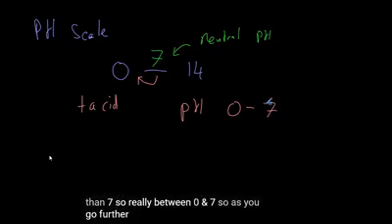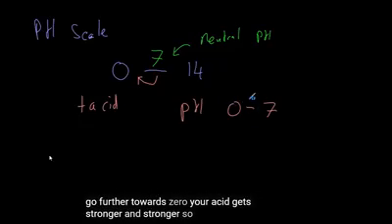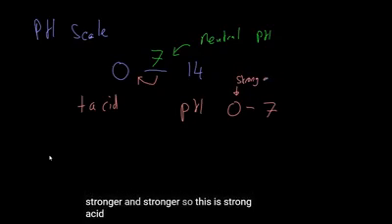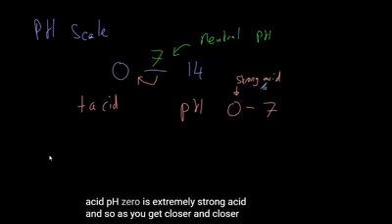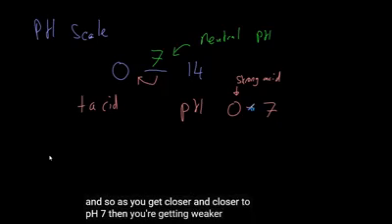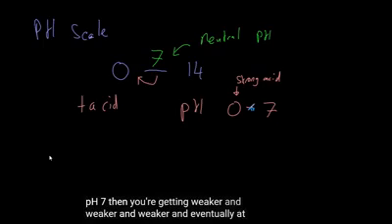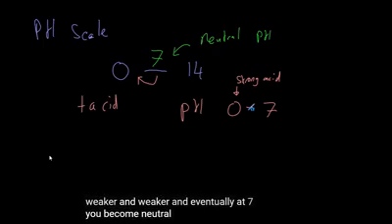As you go further towards 0, your acid gets stronger and stronger. So this is strong acid. pH 0 is extremely strong acid. And as you get closer and closer to pH 7, you're getting weaker and weaker, and eventually at 7 you become neutral.